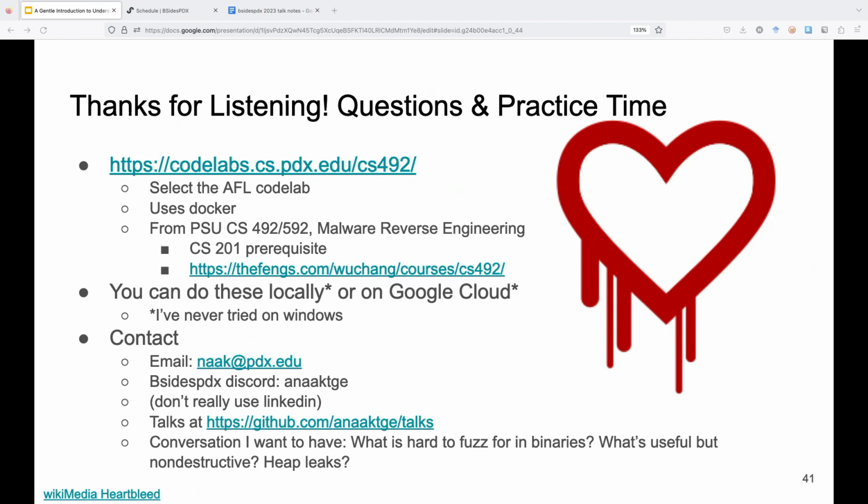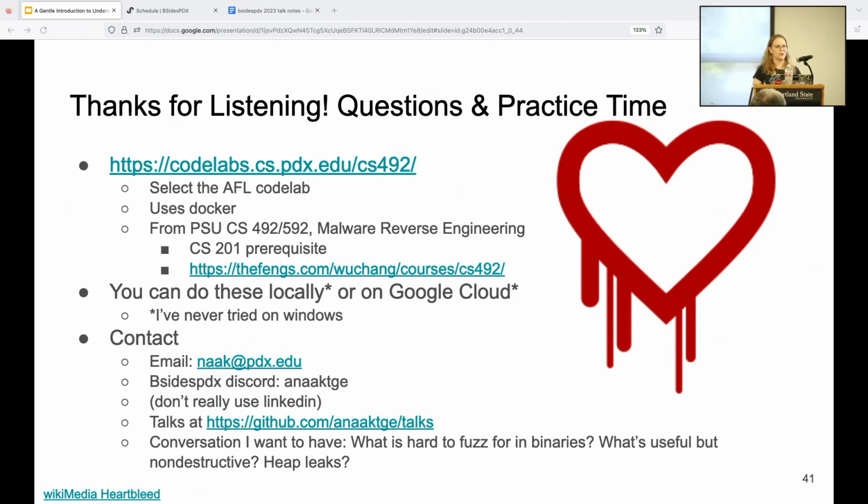But if you do vulnerability research, I want to hear about what's hard to fuzz for. What's useful but non-destructive? Do you need heap leaks? What do you need? As someone who does research, it's nice to know that I will be doing something that people will actually use and find problems they care about. Likewise, if the VR community complains we don't listen, come tell me, I will listen.